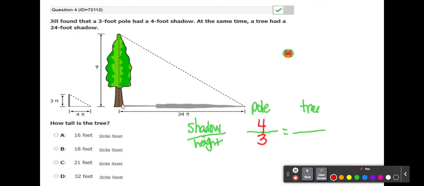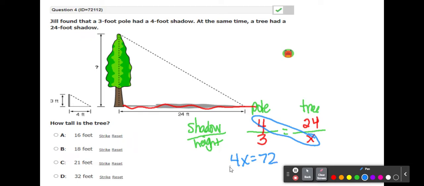Now look at the tree. This is the tree's shadow. So that 24 is going to go with the tree's shadow. And I'm going to cross multiply to find the tree's height. So 4x equals 24 times 3, which is 72. And then I'm going to divide both sides by 4 to solve that equation, and x equals 18. So the tree is 18 feet tall.